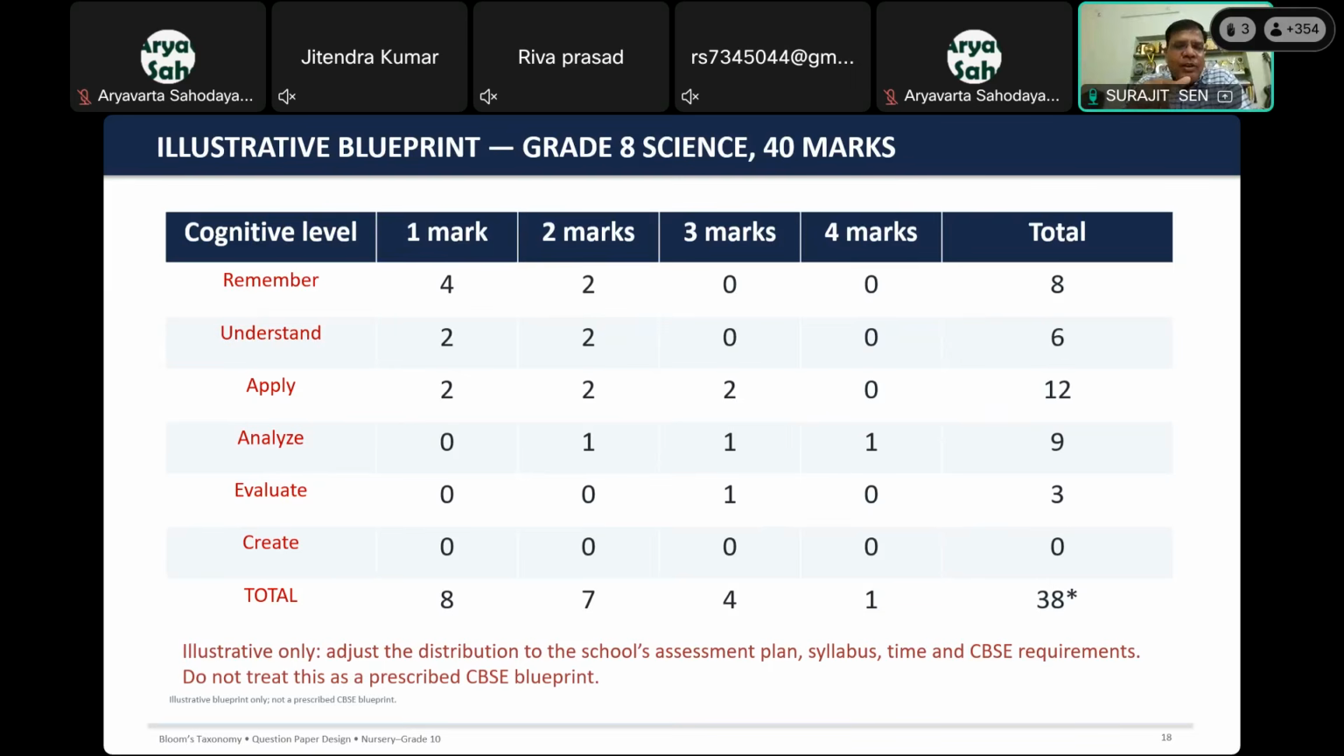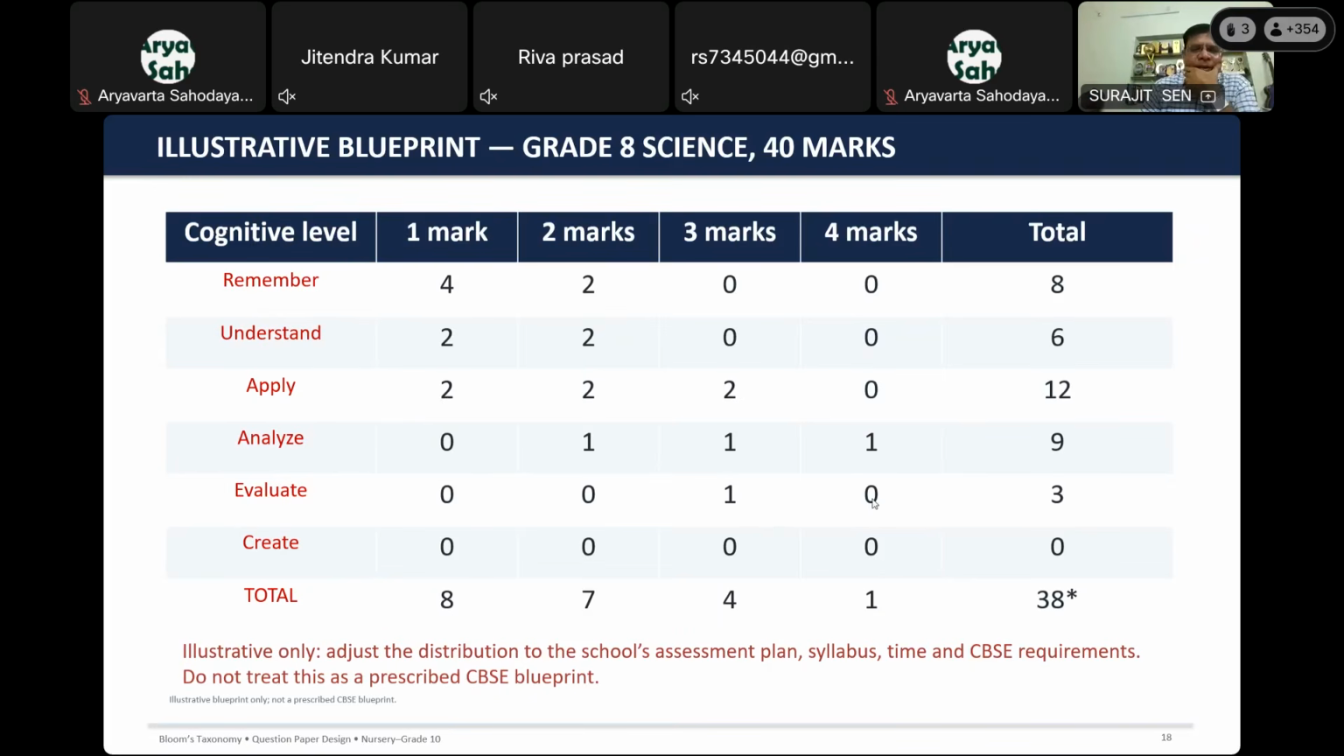For application level, you want to give two 1 mark questions, two 2 mark questions, two 3 marks questions. So six, and that comes to 12 and something like that. And finally, you come to the total. So that you must also make by yourself. This is also important, and that will help you to make the question paper of 40 marks, 38 marks, 100 marks, whatever you want to make it.